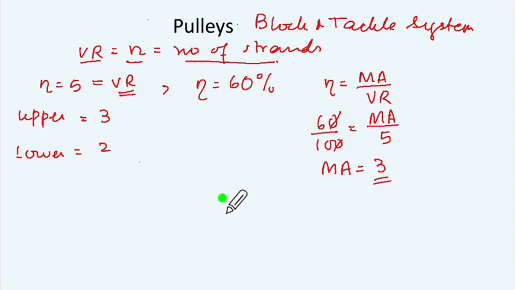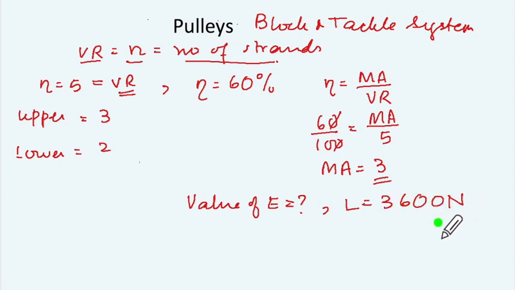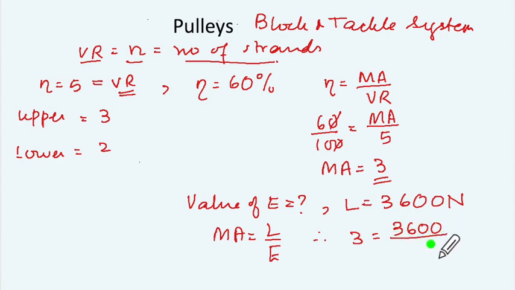Now in addition to that, they can ask you another question. The value of effort is how much if a load of, let us take 3600 Newton, is being lifted. So if it is lifted, remember your load upon effort is mechanical advantage. Therefore 3 is equal to 3600, which is load upon effort. So your effort is going to be 3600 divided by 3. So that will be 1200 Newton.